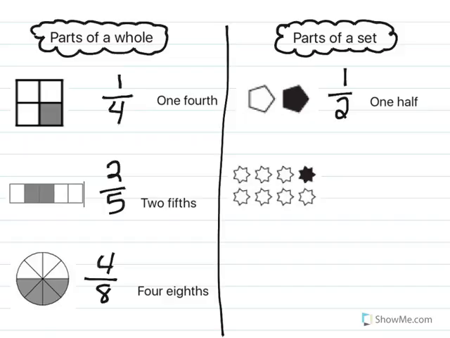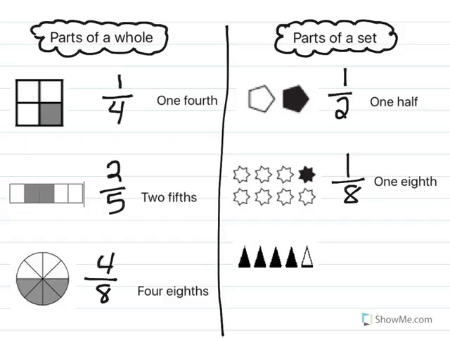Okay, here is our next example. In this example, we have 8 different little stars, and one of them is shaded. So we have 1 out of the 8 pieces, or 1/8 shaded. Okay, let's look at our next example. In this example, we have 5 different triangles, and 4 of them are shaded. So 4 out of the 5 triangles are shaded, or 4/5.